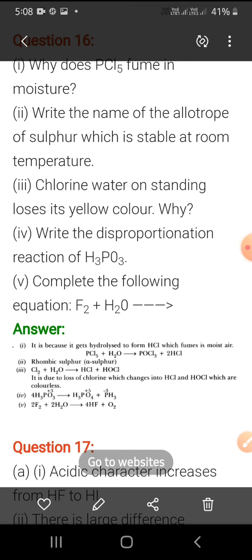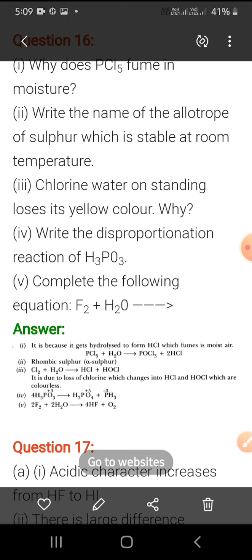Next question, chlorine water on standing loses its yellow color. Why? You know that chlorine water is yellowish in color, and when it is kept as it is, it changes into HCl and HOCl, and it becomes colorless. It converts into HCl plus HOCl and it is decolorized.